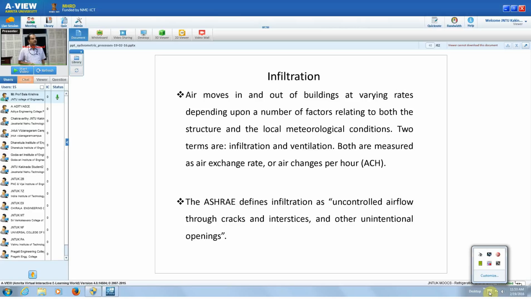ASHRAE, this is the American Society of Heating, Refrigeration and Air Conditioning Engineers, defines infiltration as uncontrolled airflow through cracks and interstices and other unintentional openings. So a man is coming, you want to open the door. That is the unintentional opening. So this cuts the air condition also. Next.